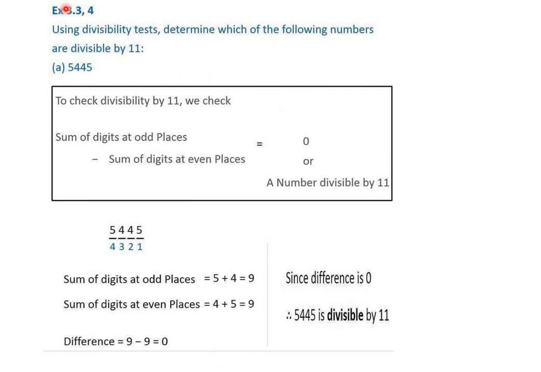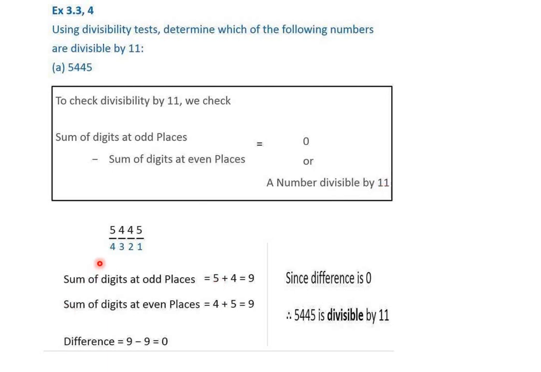Now we are going to see the 3.3 exercise fourth sum A, where we are going to see the test of divisibility by 11. For 11 we need to add the odd place numbers and the even place numbers, and then subtract them. We must get either 0 or a number from the table of 11, right?